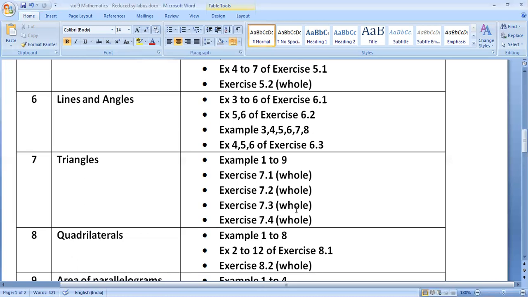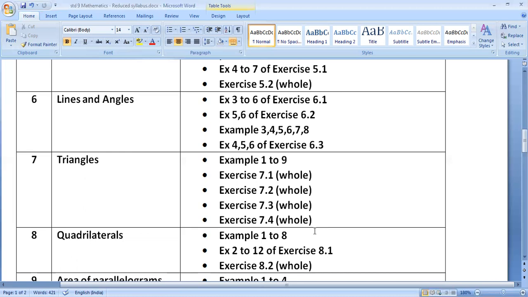Page number 129, 7.6, inequalities in triangle. This entire topic is included. Page number 130, theorem 7.6, statement is important, you have to prepare. On 131, theorem 7.8, statement you have to prepare. Example 9 excluded. Page number 132, exercise 7.4, the whole exercise, is excluded.